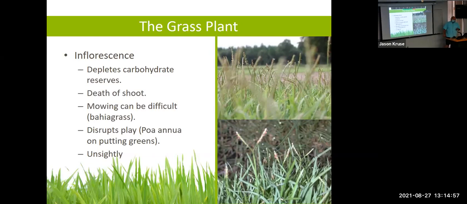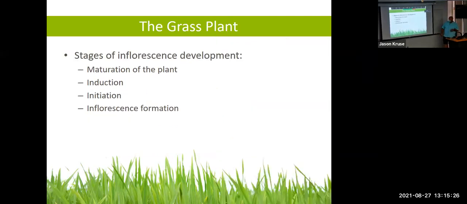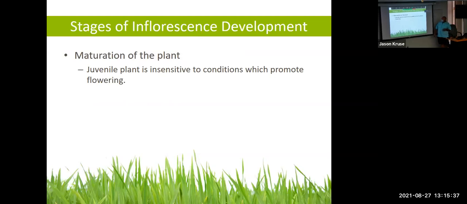One of the frustrations for end users with some of the Bermuda grasses, particularly the more common type Bermuda grasses used in athletic fields, is that they can produce a lot of seed heads. Celebration is an example of one that produces a lot of seed heads at different times of the year. Celebration Bermuda grass has this beautiful, dark green growth, but when it goes into seed head production, the canopy almost turns gray because there are so many seed heads out there. Stages of inflorescence development: it starts with the maturation of the plant, induction, initiation, and then inflorescence formation.